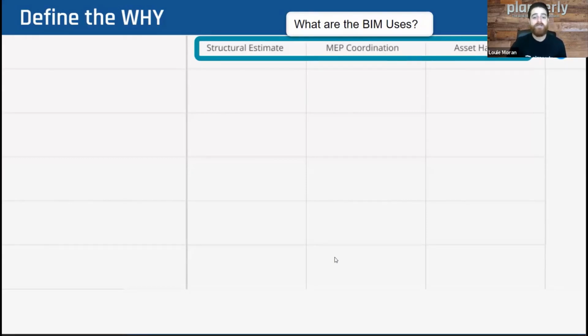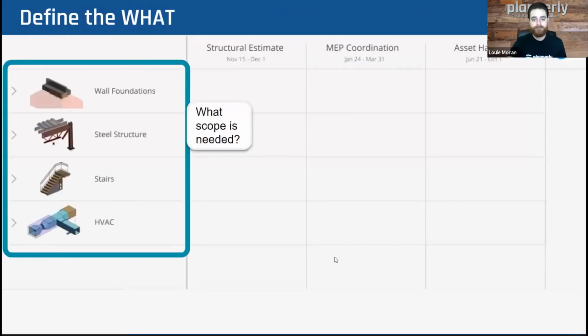We first want to define the why. The why could be a structural estimate use, the MEP coordination, an asset handover. These are just 3 examples of why we are going to model certain components. Once we understand that why, we can then understand what scope might be required. Whether you have a scope list or expectations, you can build this with your teams, provide a plumbing scope, then a plumbing engineer. So you really want to align what scope you would need for all of these.